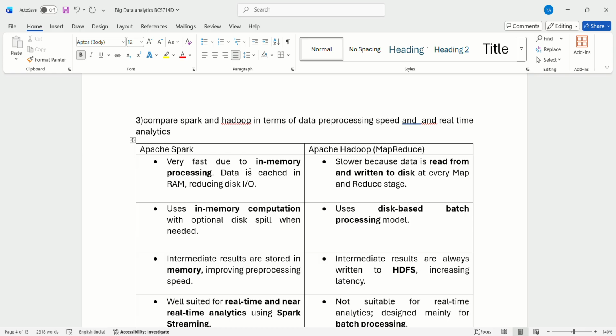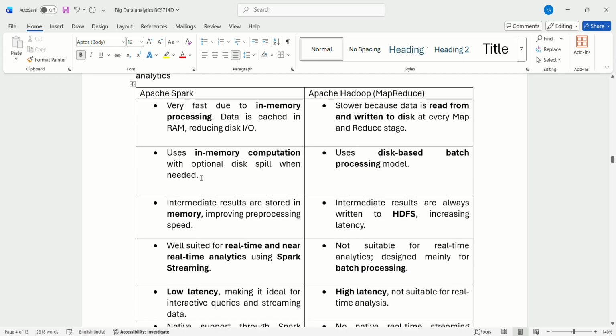Hadoop is slower because data is read from and written to the disk at every map and reduce stage. Spark uses in-memory computations with optional disk spill when needed. Hadoop uses disk-based batch processing models. In Spark, intermediate results are stored in memory, improving the processing speed. In Hadoop, intermediate results are also written to HDFS, increasing the latency.